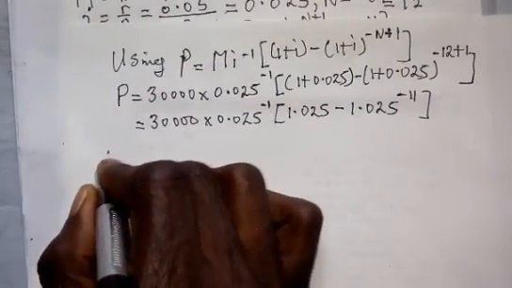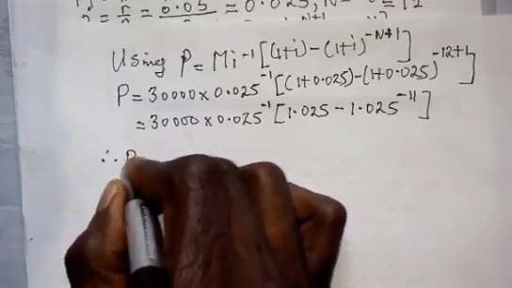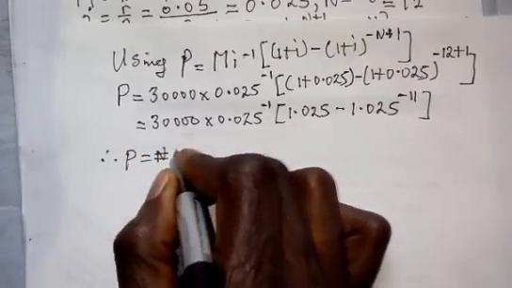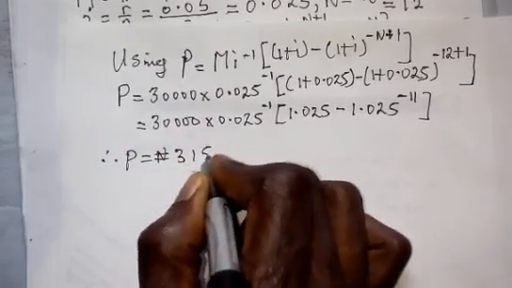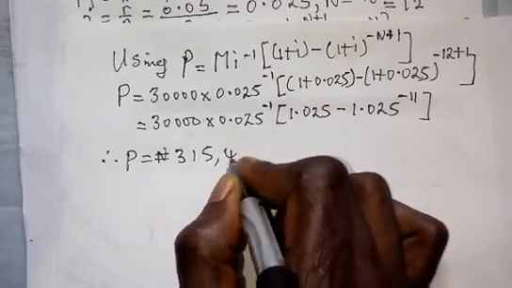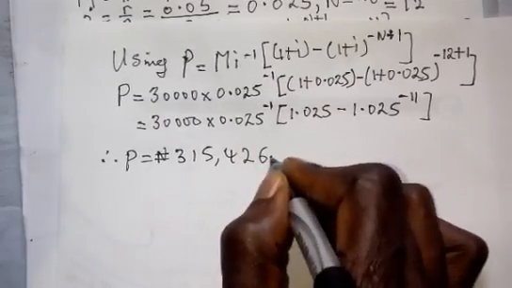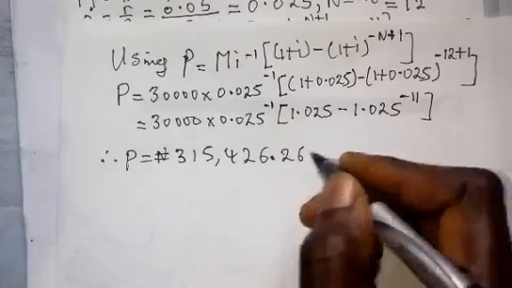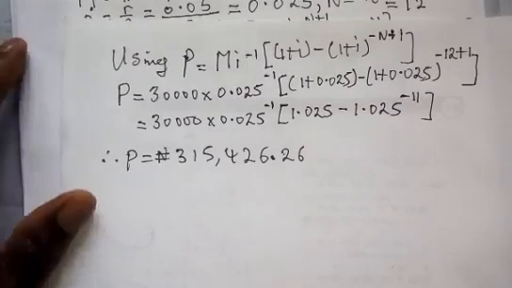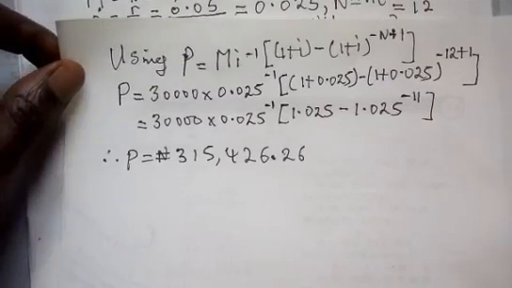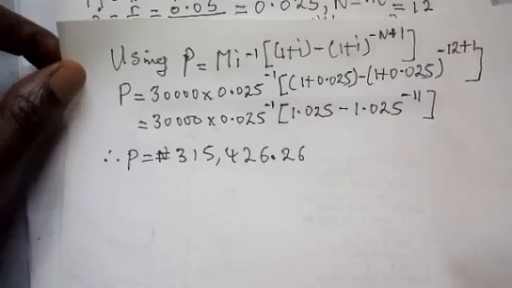So therefore our P would become 315,426.26. So there you have it. This is going to give us the value for the what? Present value of the annuity due.